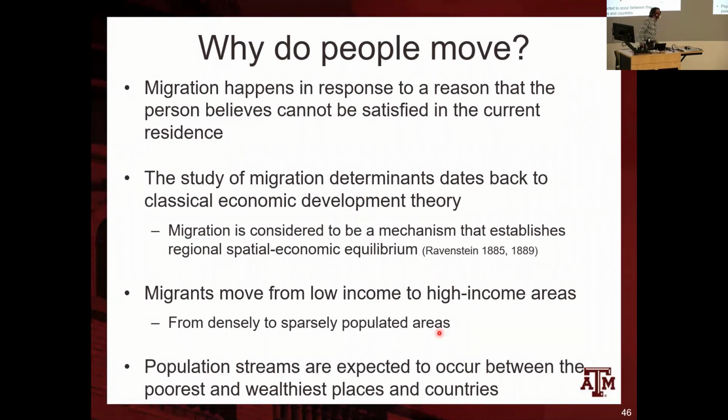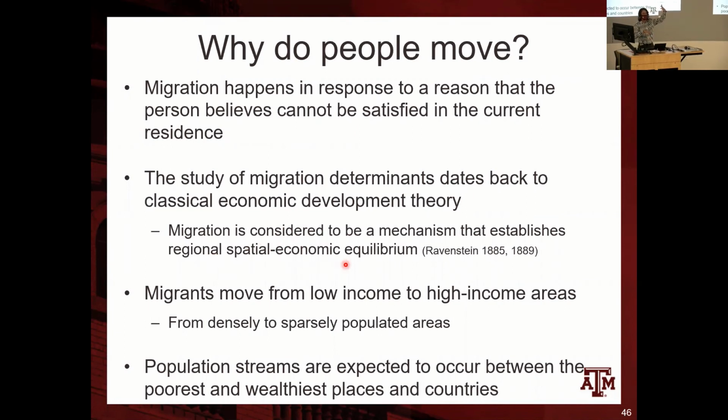And then we start to ask, why do people migrate? Migration happens in response to a need that the person believes cannot be satisfied in the area of origin. And this question of trying to understand why people migrate has been asked for several centuries. Ravenstein developed the classical economic development theory, which says that migration happens in a process that tries to create a regional spatial economic equilibrium.